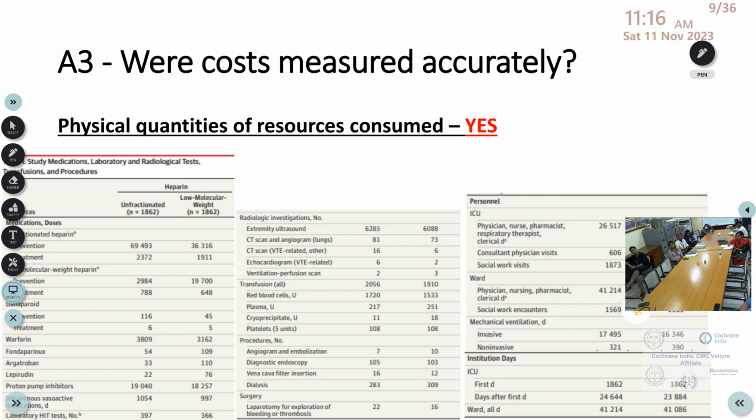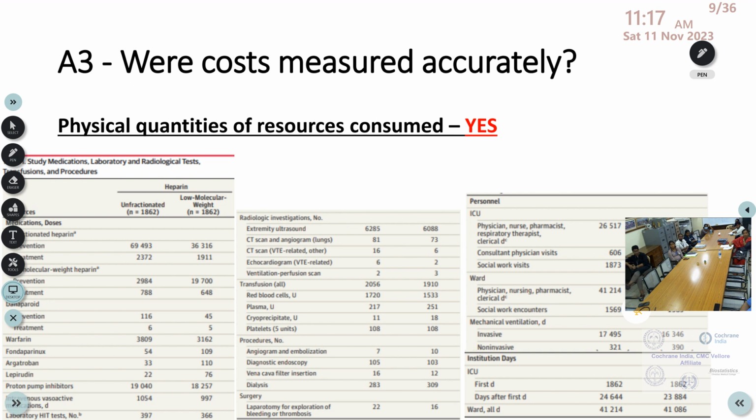The next thing is, are the physical quantities of the resources consumed mentioned? So this will look at reproducibility. If you look at using heparin, that's the amount of heparin used, or if they had HIT, using warfarin, or using other non-heparin anticoagulation. If you look for venous thromboembolism, these are the scans used. These were the ICU charges for the professionals, the ward, the number of hospital days.